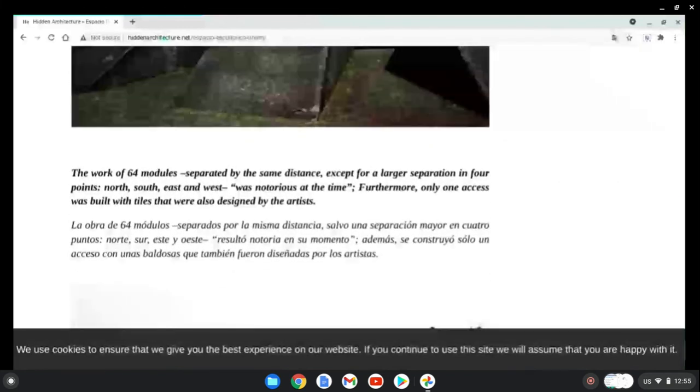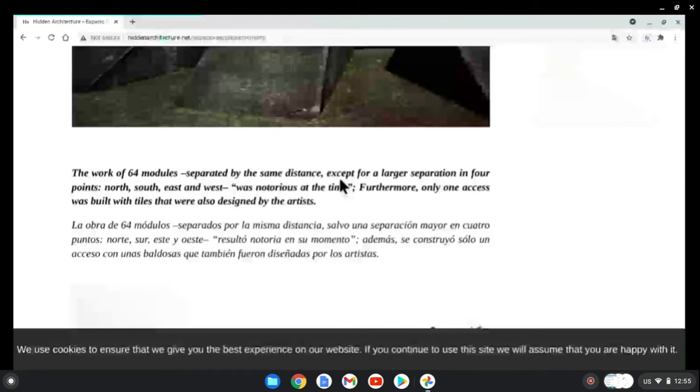This is interesting. The work is 64 modules separated by the same distance except for a larger separation in 4 points, north, south, east, and west, showing a compass, and it was notorious at the time. Yet, once again, stop.